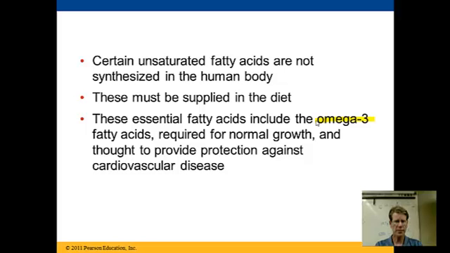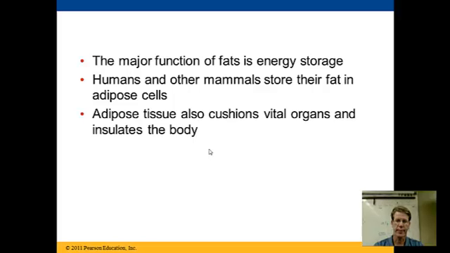these fatty acids are actually important for normal growth. And many scientists believe that they do actually protect against cardiovascular disease. So instead of causing cardiovascular disease, which many of your unsaturated fats will, these actually are believed to help prevent it. So that's part of the dispute between what's better for you, saturated or unsaturated. It's a discussion that's been raging for quite some time in the medical profession.